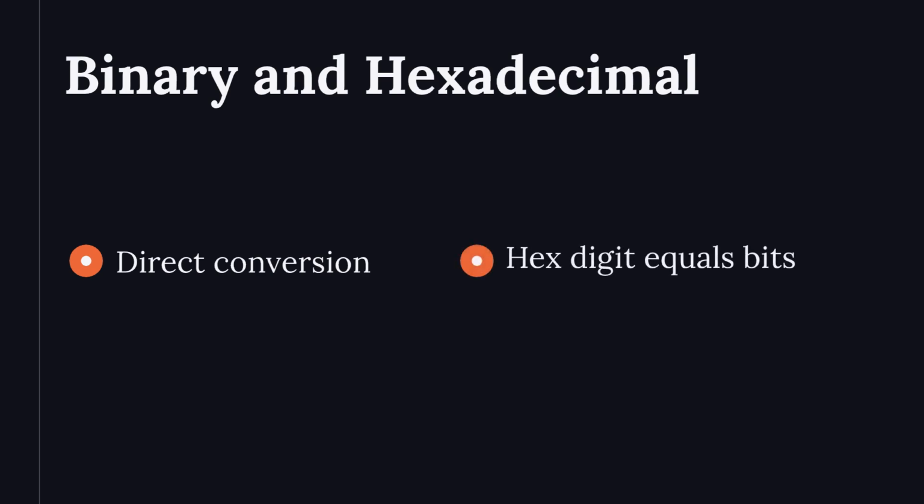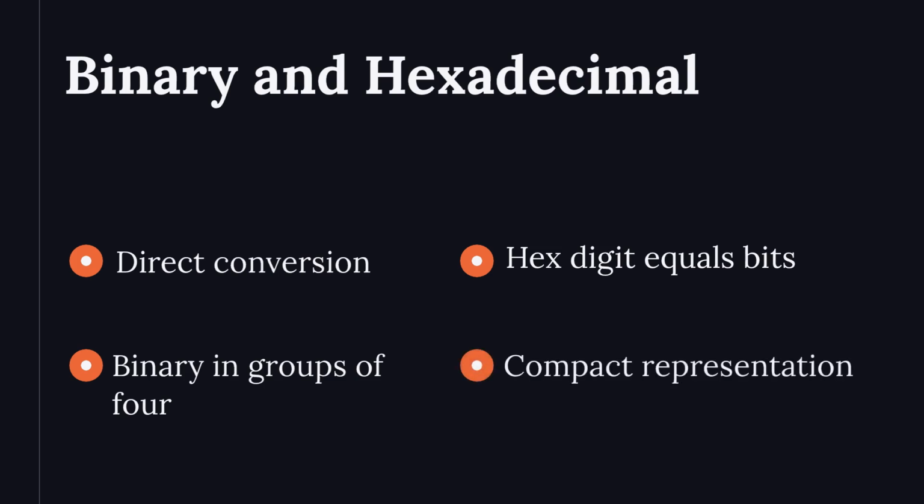Binary and hexadecimal allow direct conversion without base 10. Each hex digit represents 4 binary bits. Binary numbers can be grouped into sets of 4. This relationship makes hexadecimal a compact binary representation. It's widely used for large binary values in computing.